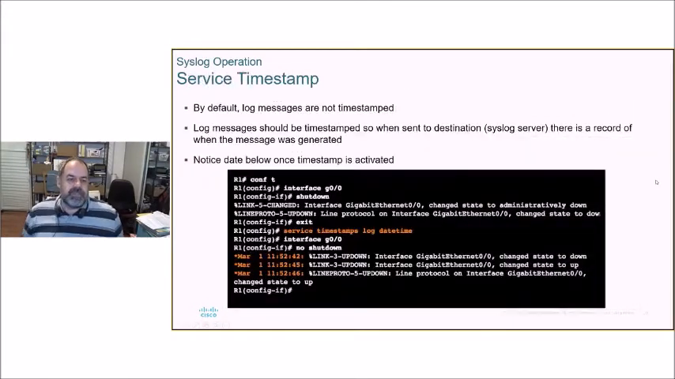By default, log messages are not timestamped. Log messages should be timestamped, so that when sent to a destination, there is a record of when the message was generated. Notice the date below once timestamp is activated. You'll notice that you had a message come out here, but as soon as you do service timestamps log date time, you can see that it's now putting this extra information in the front, so it's a little more meaningful.